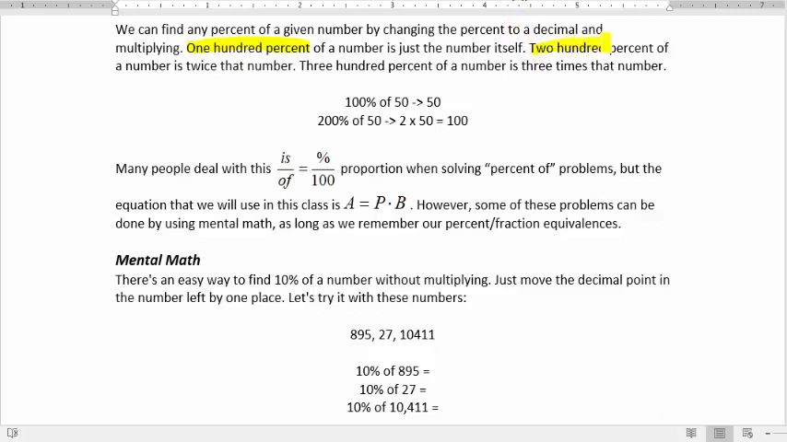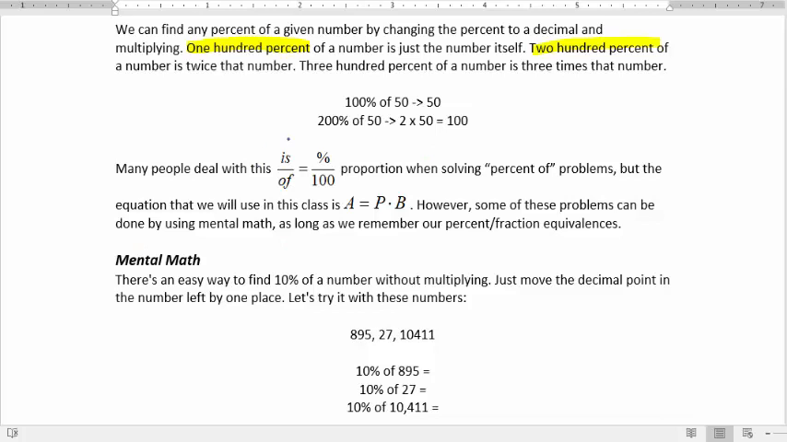And then 200% of a number would be 2 times the number, right? So twice the number. 300% would be 3 times the number, so on and so forth. So 100% of 50 is just 50. 200% of 50 is 2 times 50 or 100, so on and so forth.